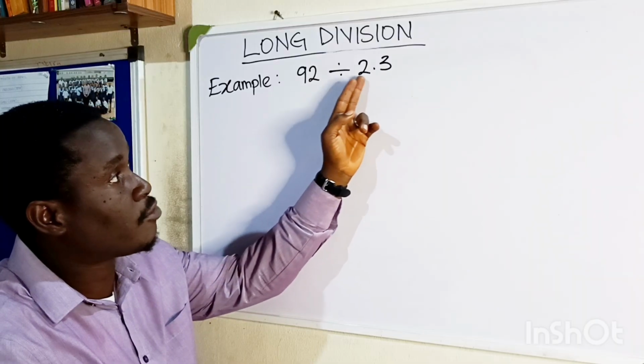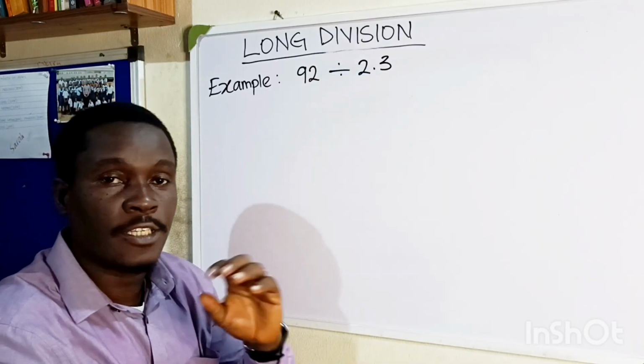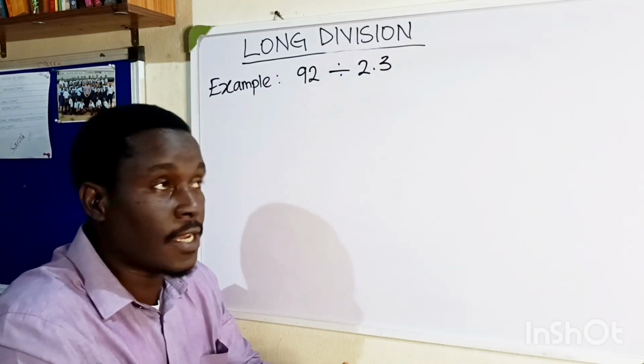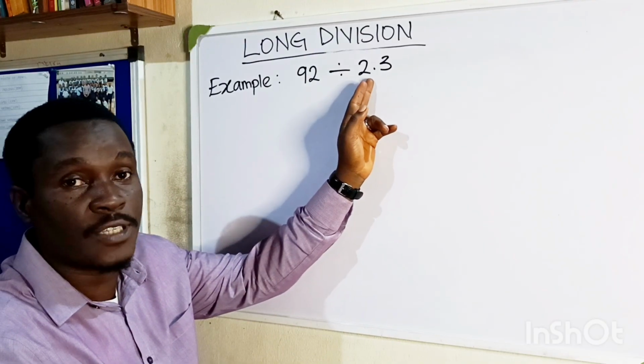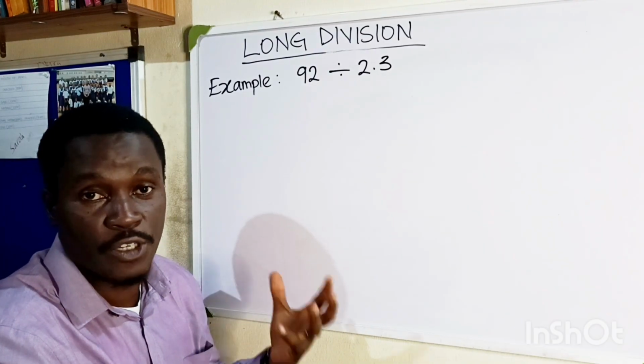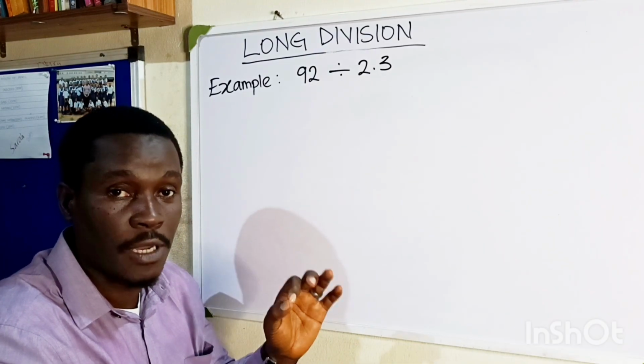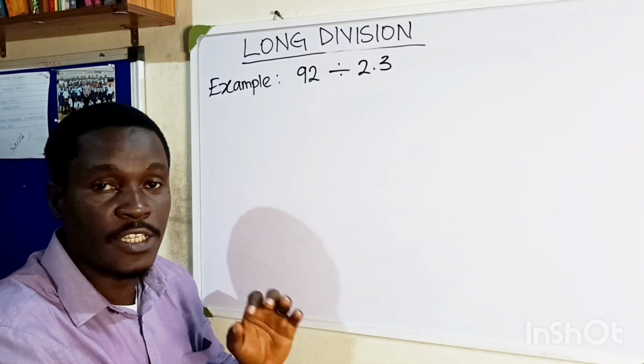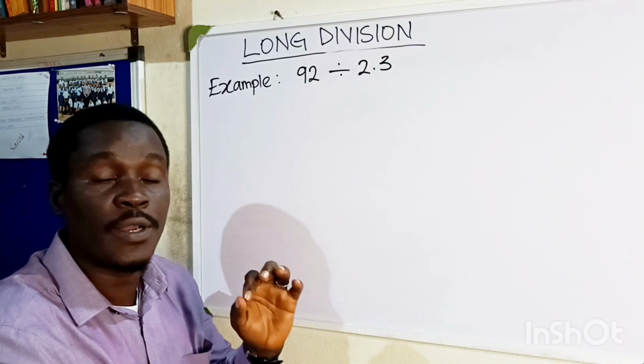So now let's look at this example. 92 divided by 2.3. We can see that we are dividing using a decimal. So whenever you have a situation like this where your divisor is a decimal number, what you need to do is convert the divisor to a whole number.